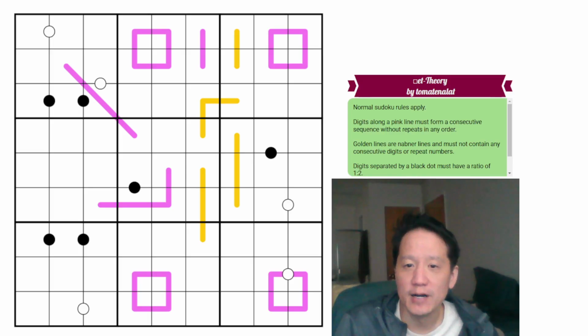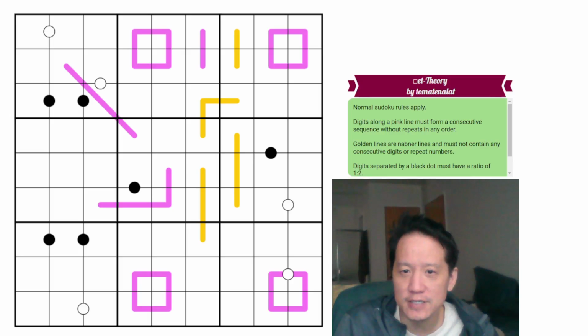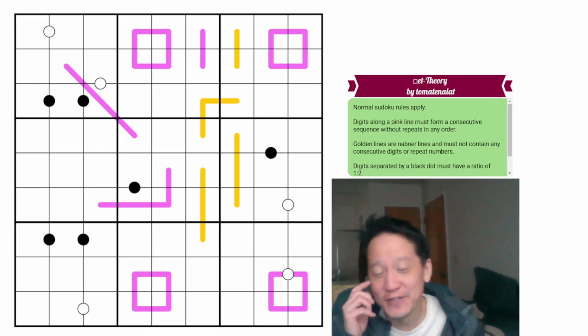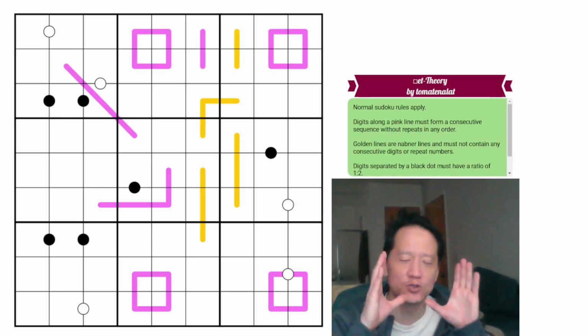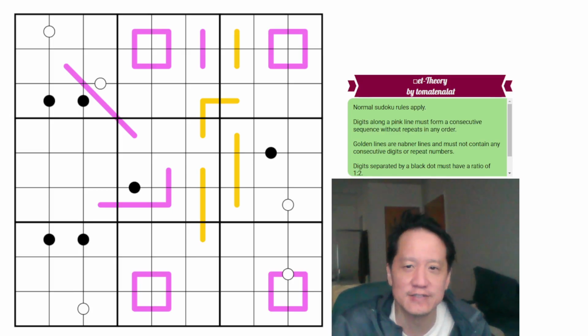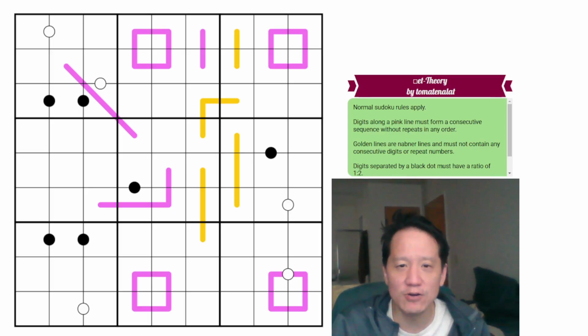Today's challenging level puzzle is called Squarette Theory by Tomatanalet. I don't know how to pronounce that. I don't even know if it's actually Squarette Theory, but I'm assuming it is because there's a square symbol instead of an S, so it's Squarette Theory instead of set theory. Anyways, here are the rules.